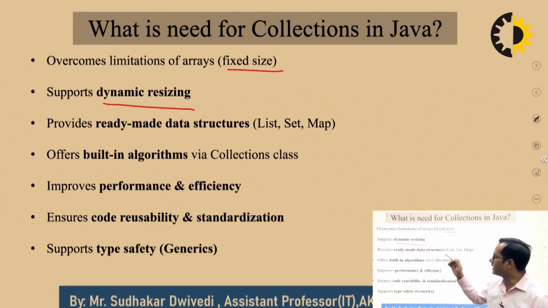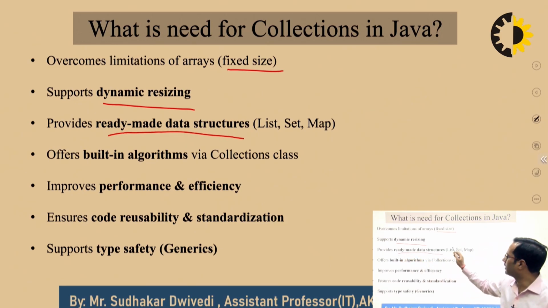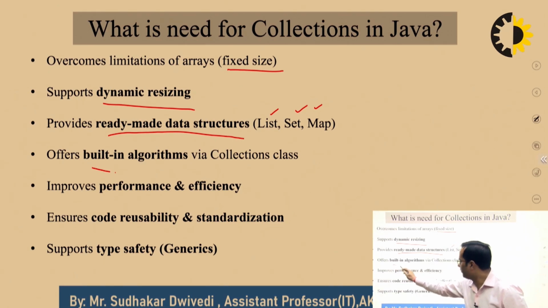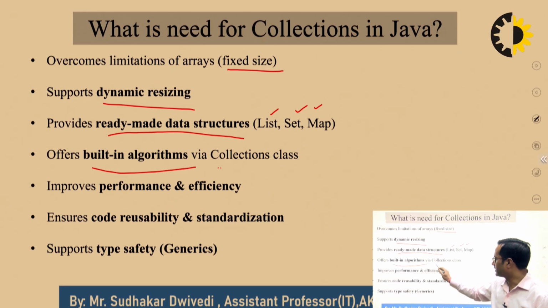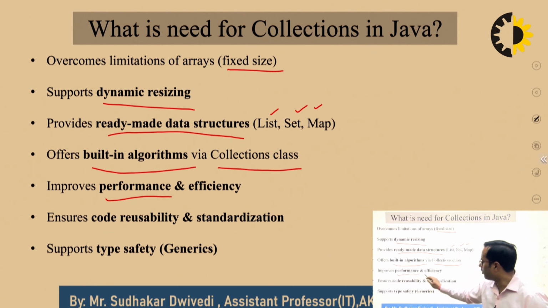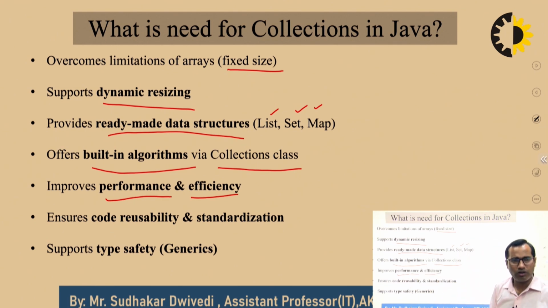It provides ready-made data structures. It has a lot of ready-made data structures and methods that are already optimized for the operations, like list, set, and map for different sets of requirements. It offers a lot of built-in algorithms via the collections classes, and all the algorithms written are efficient and optimized for performance. So performance is already efficient, and we do not need to bother about writing efficient algorithms.